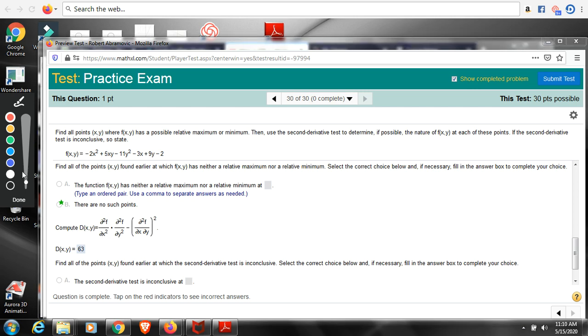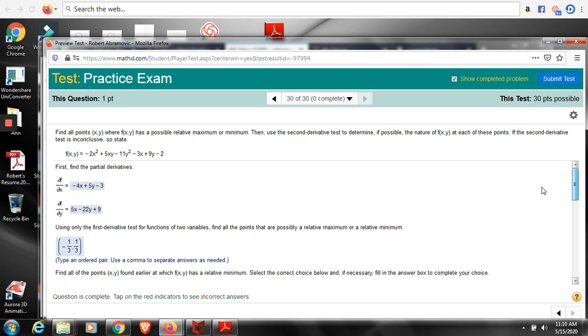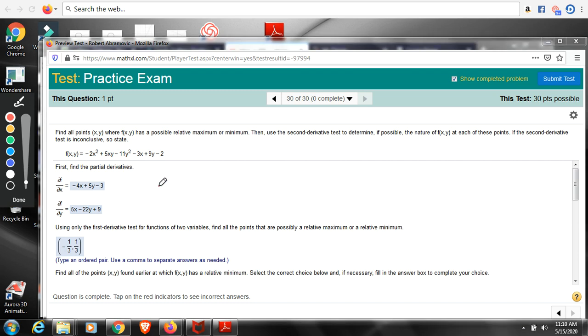D of x, comma, y ends up being 63. In this case, that's because if you look at what's the second partial with respect to x, it's -4. What's the second partial with respect to y? It's negative. There's also the mixed partial. I'm sorry, the second partial with respect to x is -4.